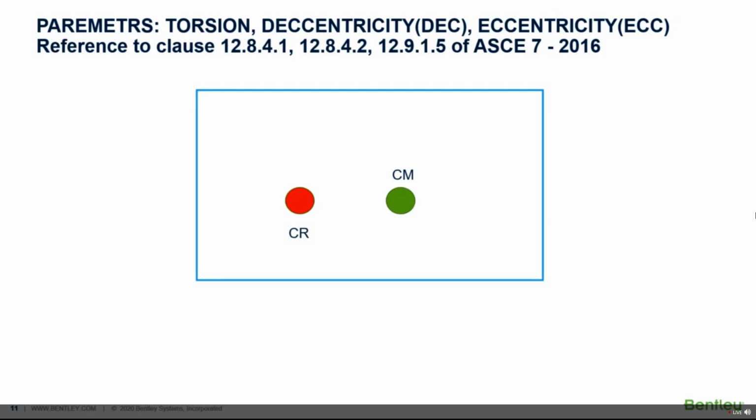In the second response spectrum case, we specify the ECC as minus 0.05, which will consider the equivalent torsional moment due to the center of mass being shifted in the negative x direction. And thus, we specify the DEC equal to 1 and the ECC parameter as minus 0.05.